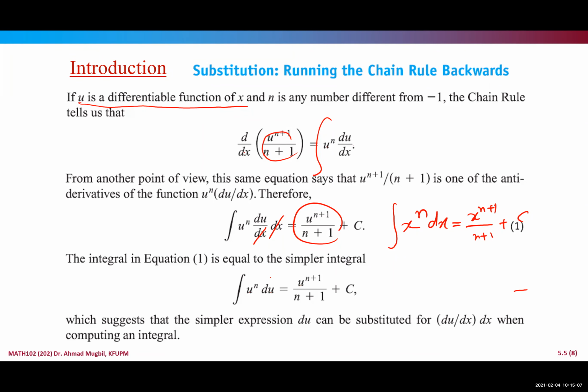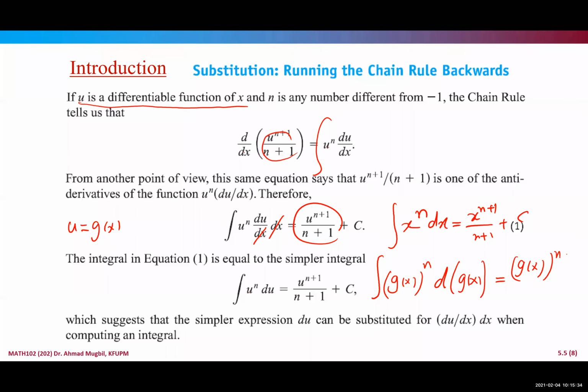So here it is, u, the same way. What is new here is that we have u as a function of x. So what is u? u is g of x. So g, let's say it is a function of x, so the integral of g of x all to the power n d g of x equals g of x all to the power n plus 1 over n plus 1 plus c.